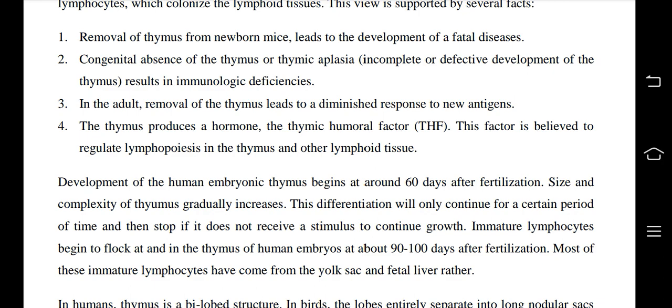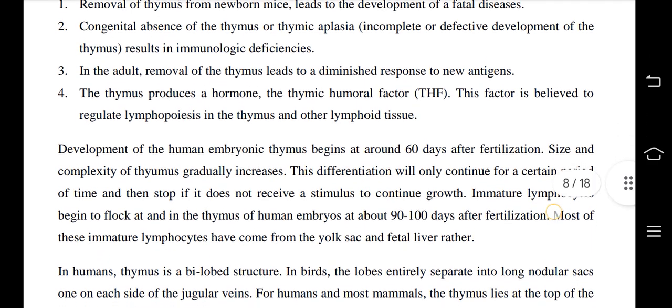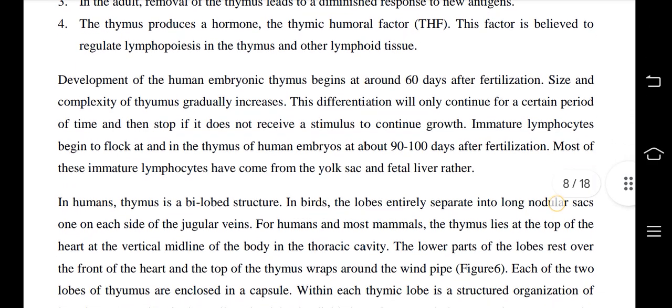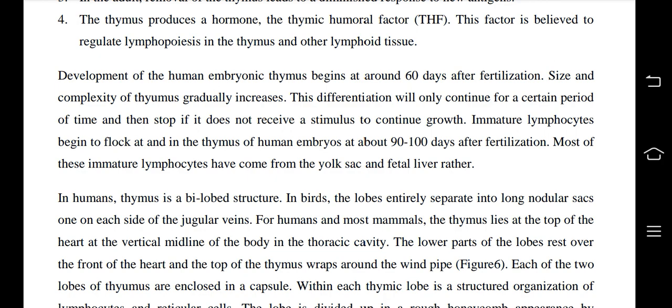The thymus produces a hormone, the thymic humoral factor. This factor is believed to regulate lymphopoiesis in the thymus and other lymphoid tissue. Development of the human embryonic thymus begins at around 60 days after fertilization. Size and complexity of the thymus gradually increases.